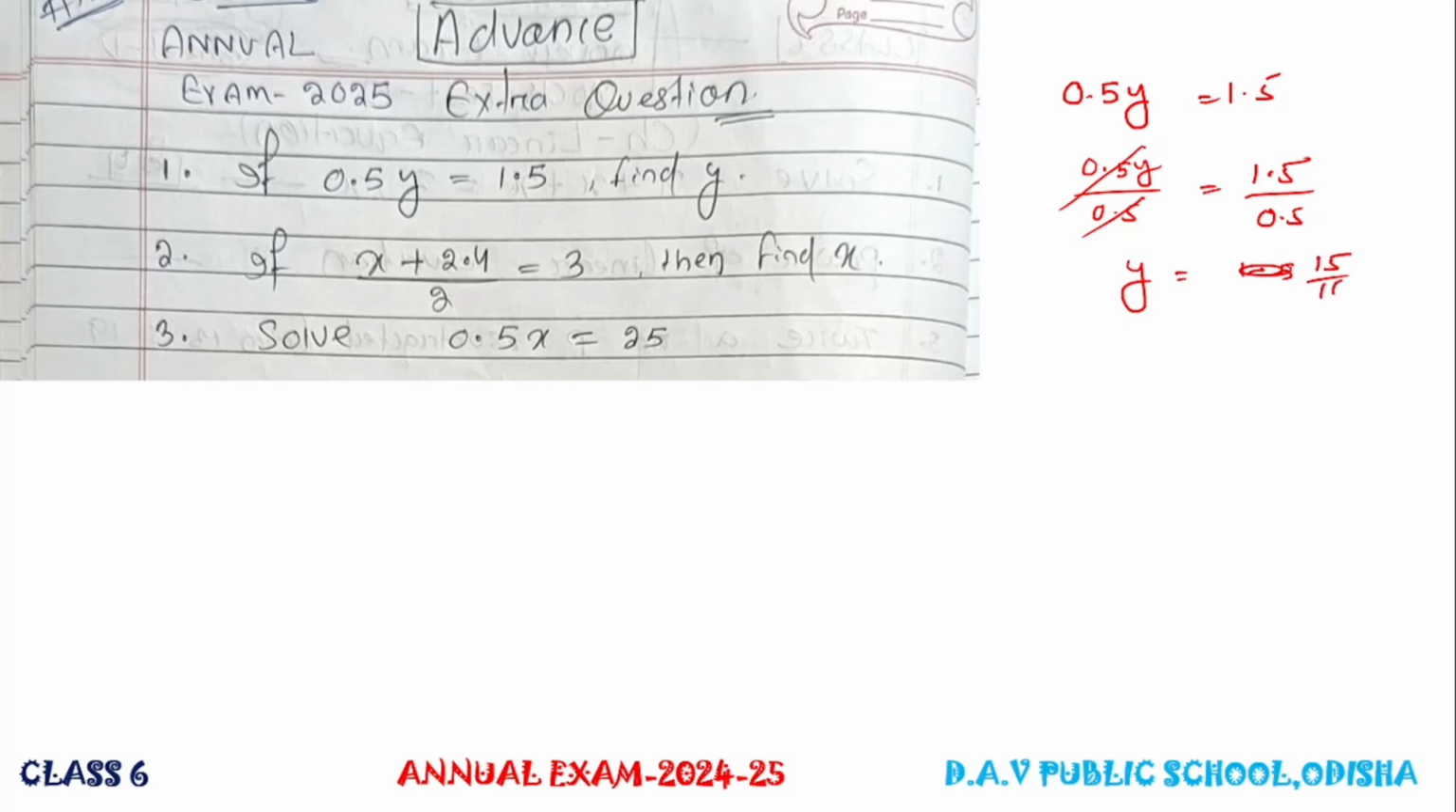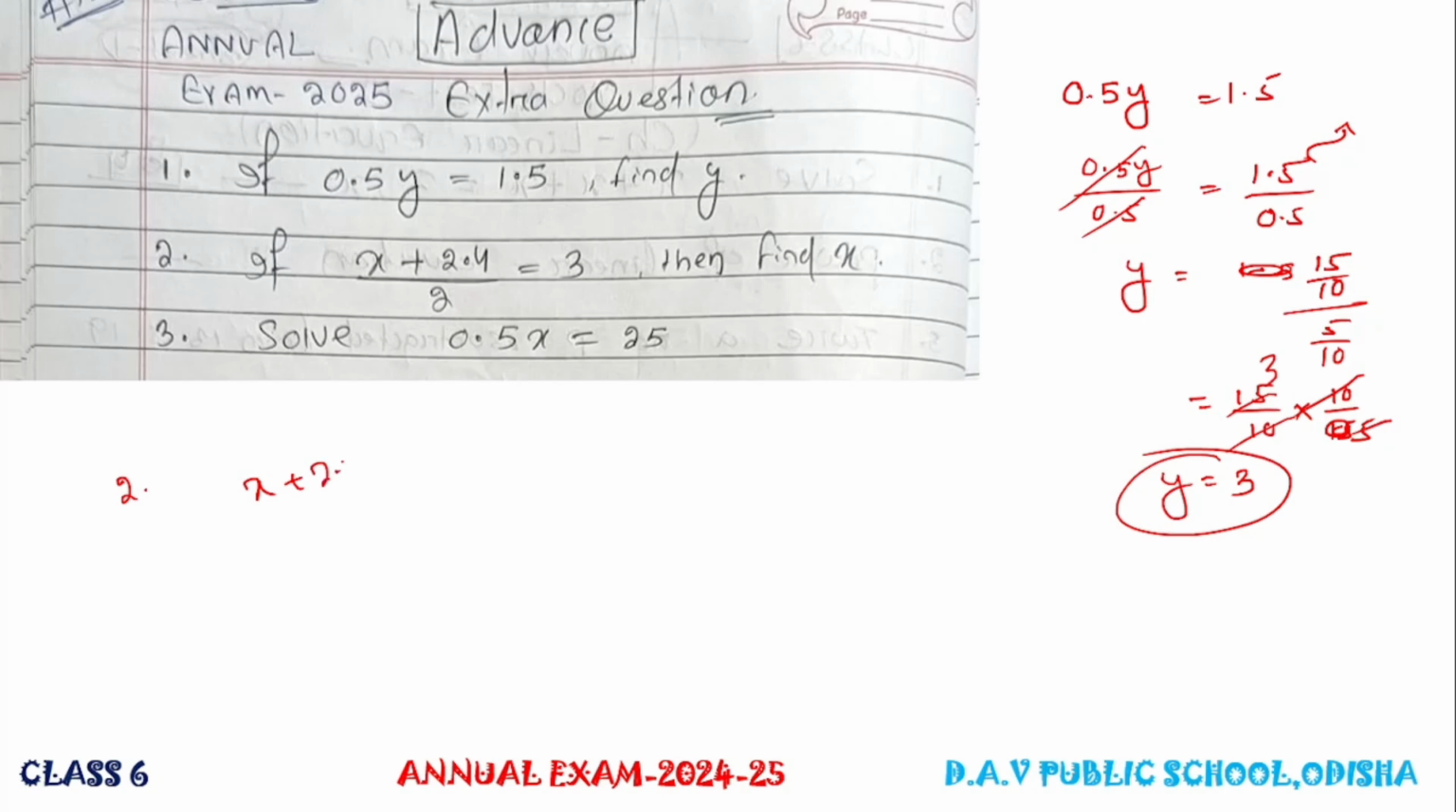15 divided by 10 divided by 5 divided by 10, because when we convert decimal to fraction, then it will be divided by 10. Now if the two fractions are divided, if we multiply, then the second fraction will be reciprocal, that is 10 by 5. Now 10 cancel, 5 3s are 15, so answer is 3. So y equal to 3. Yes or no? Next question.